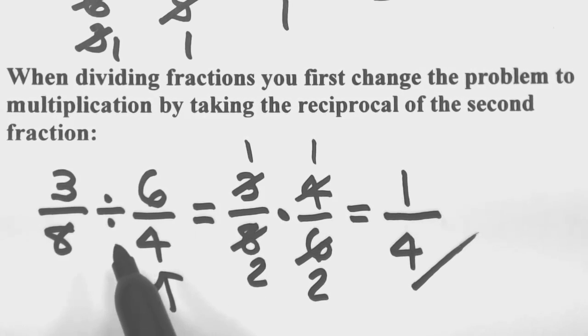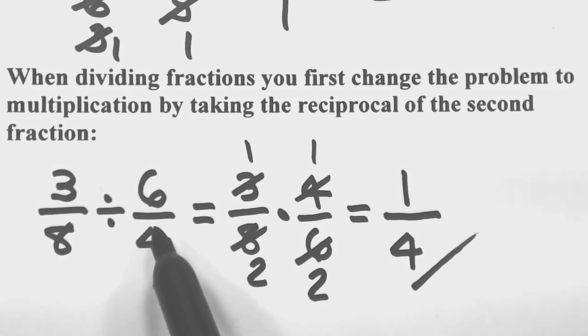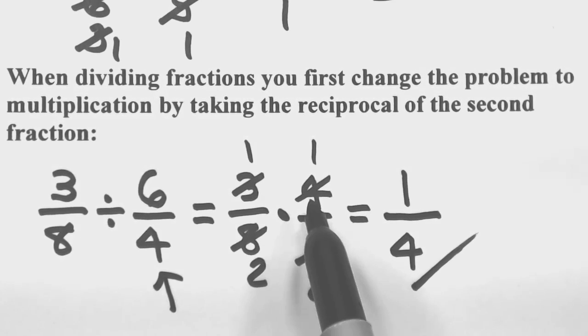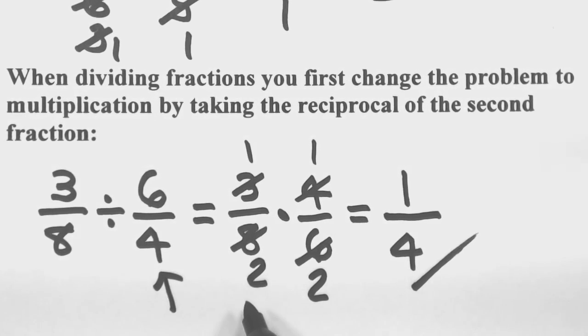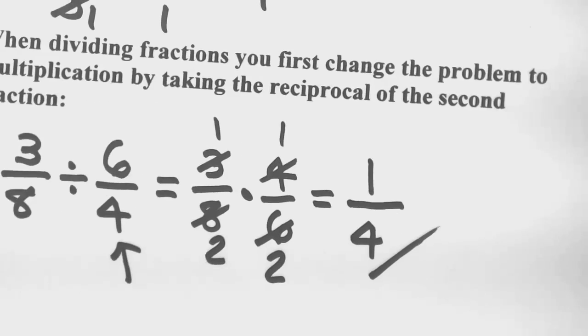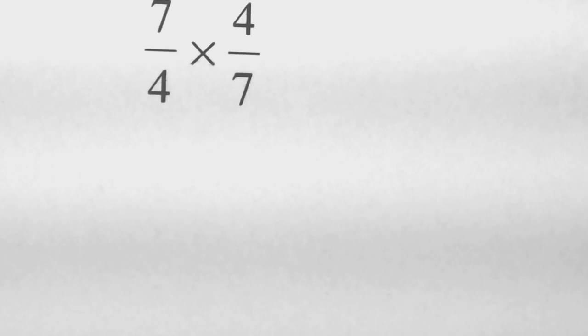So remember again, whenever you have a division problem, flip that second fraction, the one that follows the division sign, before you do anything else. Change it to multiplication. Then you can cross-cancel. Cross-canceling is a multiplication thing. Well, let's now start looking at some example problems.